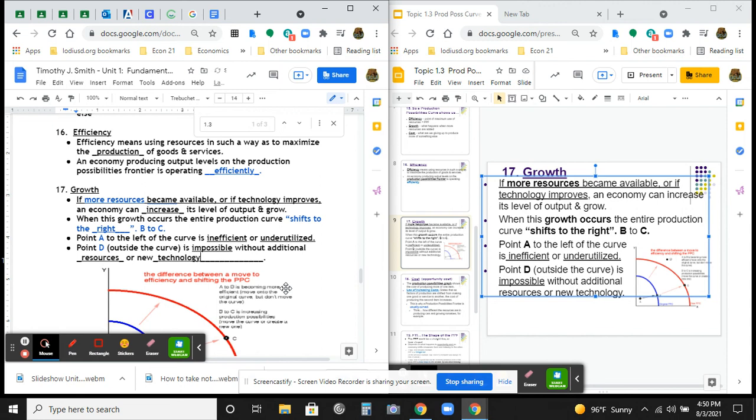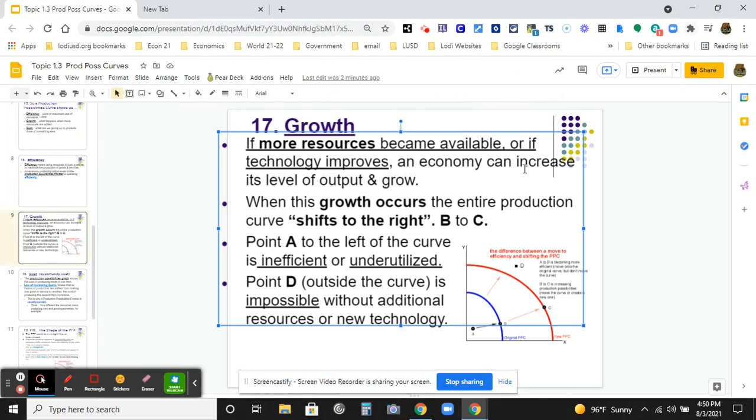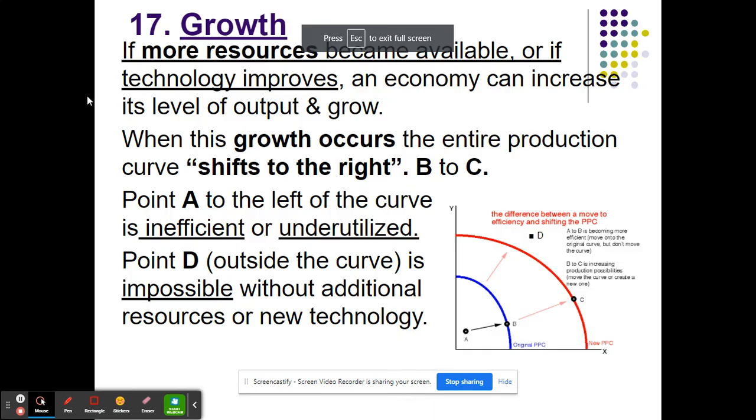Okay, let's take a deeper dive and look at this visual. We might have to blow this one up. So let's do that. So if more resources become available or if technology improves, an economy can increase its level of output and growth. All right, we already covered that.